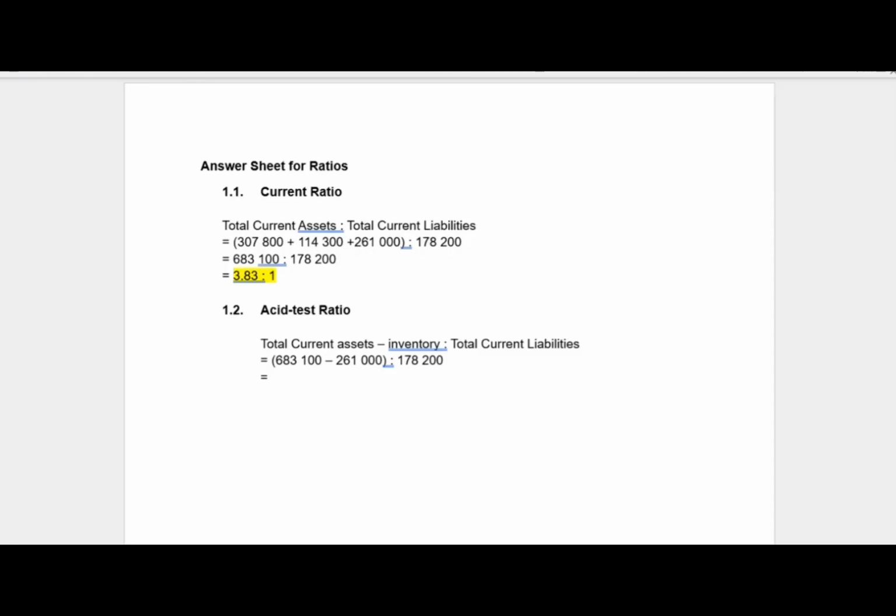So it's going to be 683,100 less 261,000. Okay, and then I am getting 422,100. 422,100, and then divide by, or is to, 178,200. So how much is the ratio right there? What is the ratio right there?